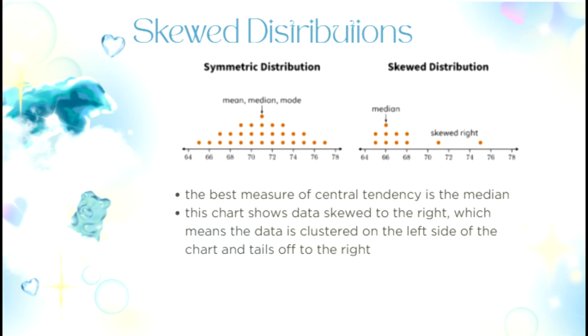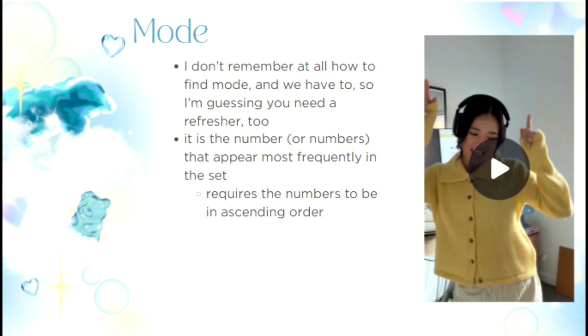This is the second half of the lesson, skewed distributions. The best measure of central tendency is the median. That's what we focus on because these outliers can screw it all up. This chart shows data skewed to the right, which means the data is clustered on the left. The dinosaur's head is here, and the chart tails off to the right. His tail is over there. Okay, so when you're saying is it left or right skewed, what matters is the tail. Don't forget that. That's the important bit there.